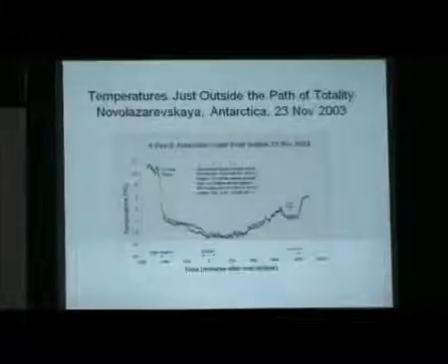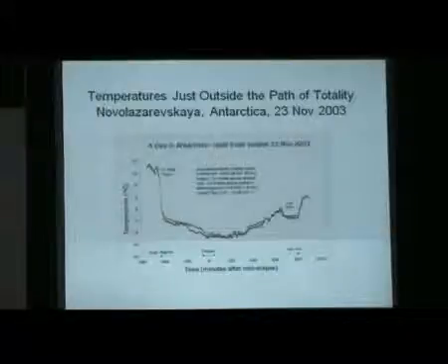In 2003, I went to Antarctica for the total eclipse there. Had a little bit of trouble setting my equipment up because we were only going to be in the eclipse zone, in the path of totality, for just a few minutes, and I wouldn't have time to set up my stuff and then take it down.